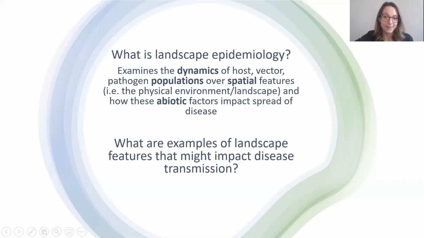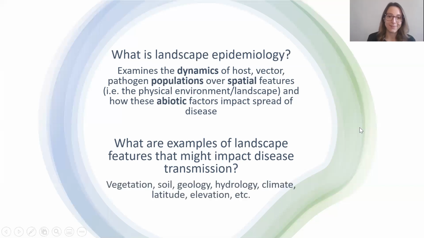Residential areas, yeah. So maybe you're thinking of things like urbanization. That would definitely, yeah, exactly, urbanization. Okay, so you guys got some examples there. Some others include things like vegetation, soil, even geology, hydrology. So some of you said water features, and definitely things like rivers, hydrology, the climate system, even your latitude or your elevation, right? That influences things like temperature, which is another important abiotic factor.